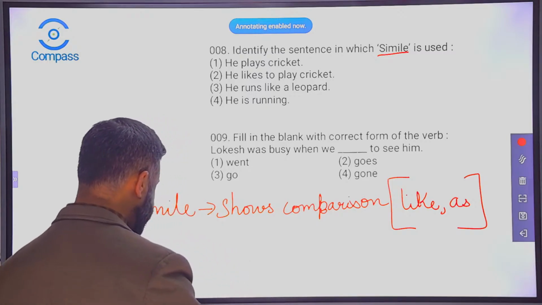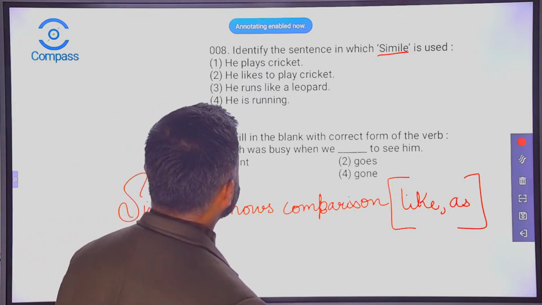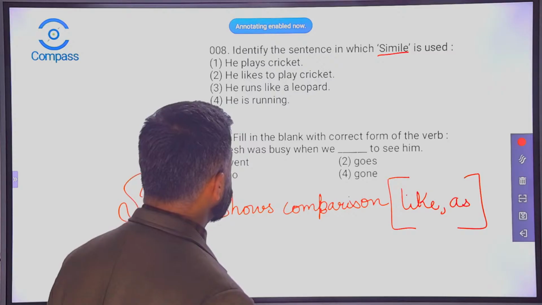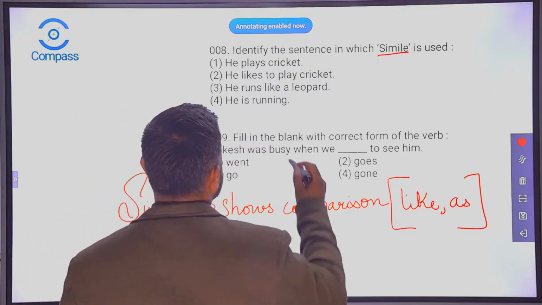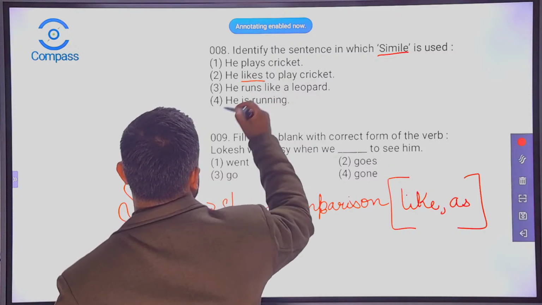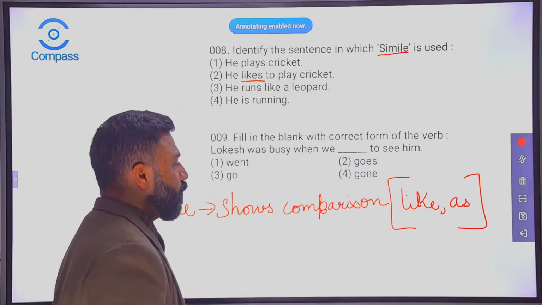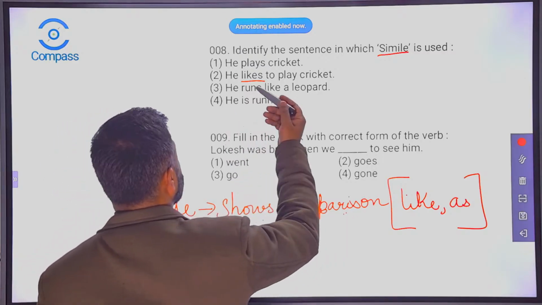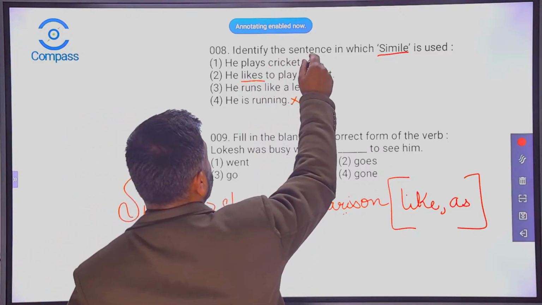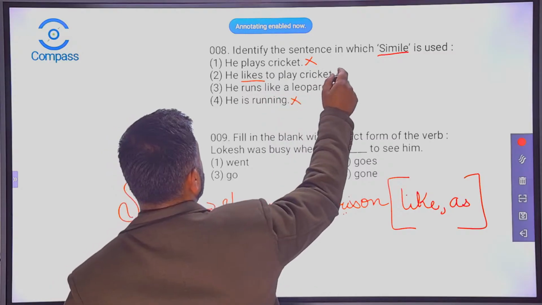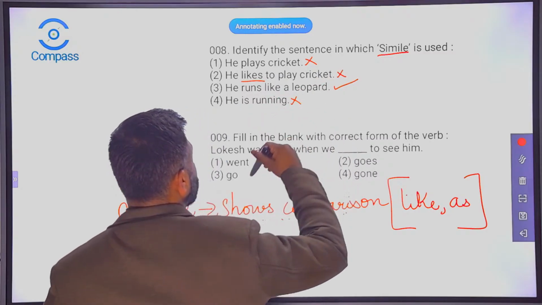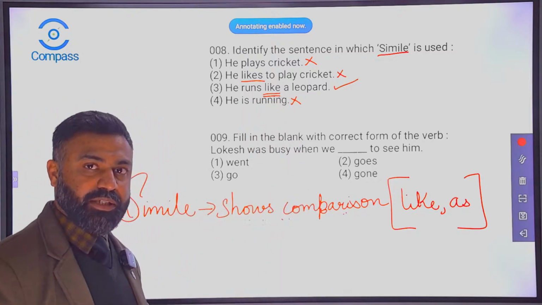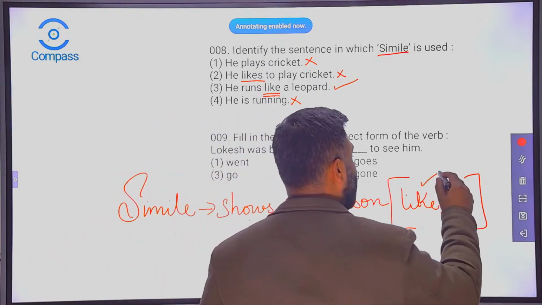He plays cricket. He likes to play cricket. He runs like a leopard. And he is running. So here I don't see any comparison. Though the word like is there, but I don't see any comparison. What does it do? It shows comparison. Don't forget this. But he is running, no comparison. He plays cricket, no comparison. The word like is there, but no comparison. We are left with the third option. He runs like a leopard. Like a leopard. So showing comparison with the help of the word like.